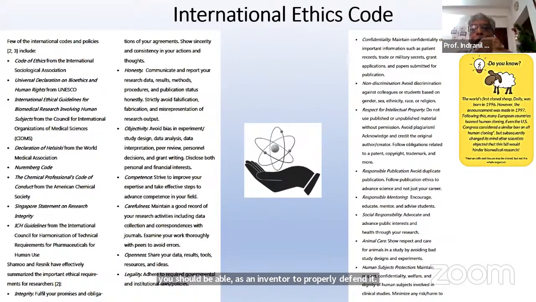Then finally, some other topics: you should absolutely avoid discrimination against any colleague or any student or any fellow being in terms of parameters like gender, race, religion or ethnicity. You should have complete respect for IPR, or intellectual property.